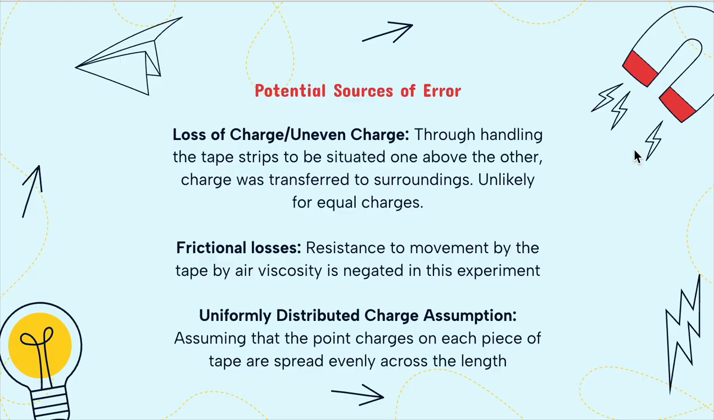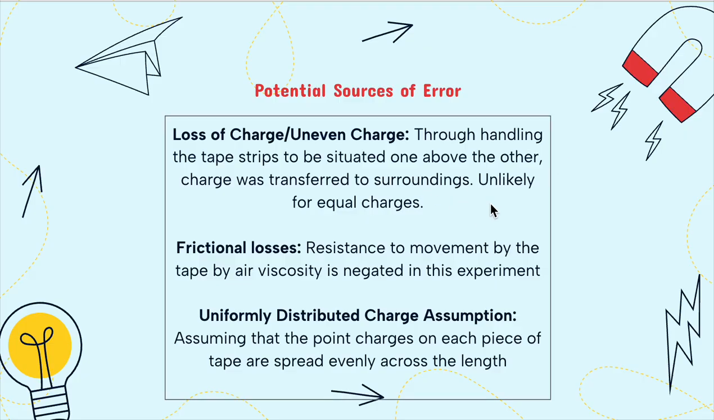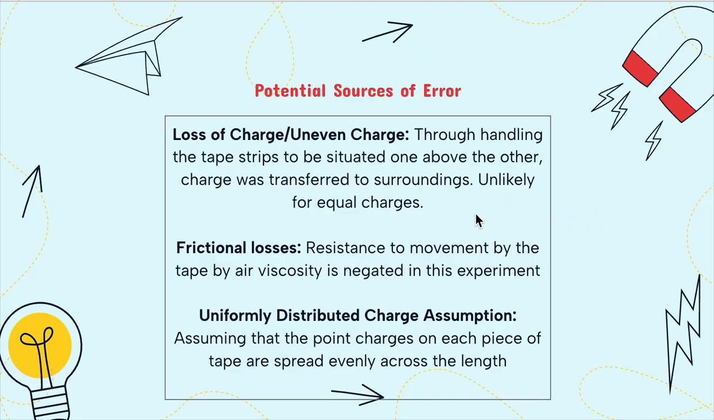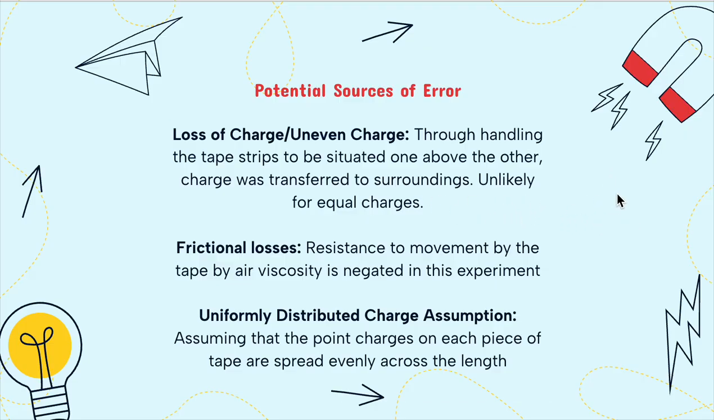Potential sources of error: we might have lost charge, and there was also probably uneven charge because we handled the tape strips to situate them relative to one another, and there was certainly charge transferred to the surroundings, so that assumption of the tapes having equal charges is likely not a good assumption. Frictional losses: we did neglect air resistance altogether, and the movement of the tape is definitely affected by the air's viscosity. And also we assumed a uniformly distributed charge, and that just means that we assumed that the point charges on each tape were spread evenly across the length.